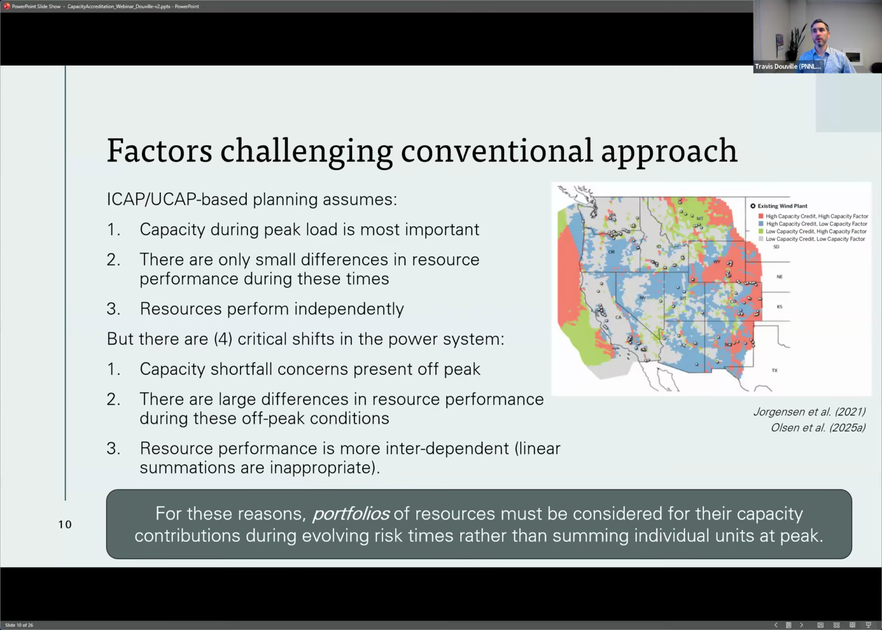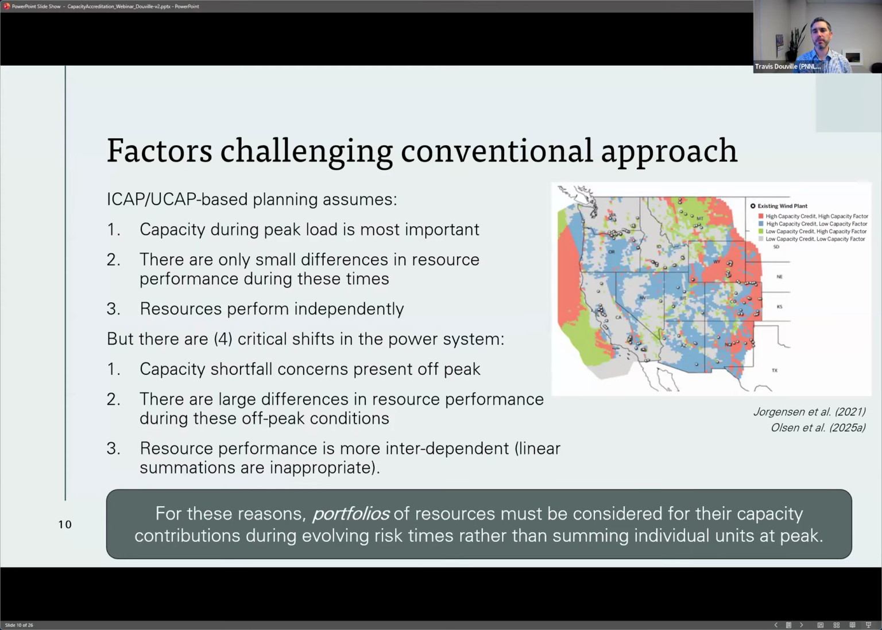But of course, as we all know, the system has undergone drastic change in the last 20 to 30 years, and undoubtedly there's more change ahead. Here are the factors that are challenging those conventional approaches we just reviewed. They assume capacity during peak load is the most important time. And if you're tracking what's happening in systems with high penetration, that's not always the case any longer.